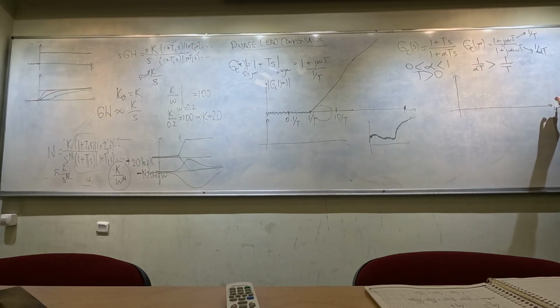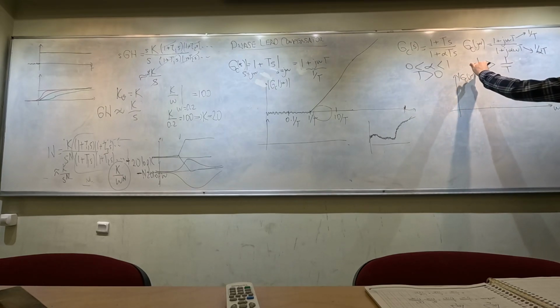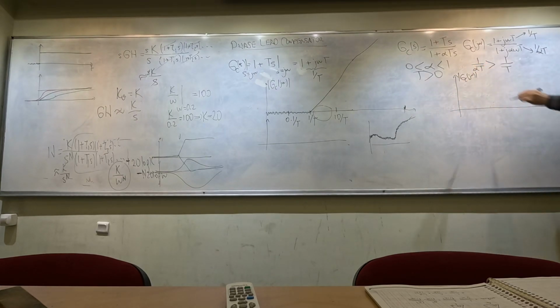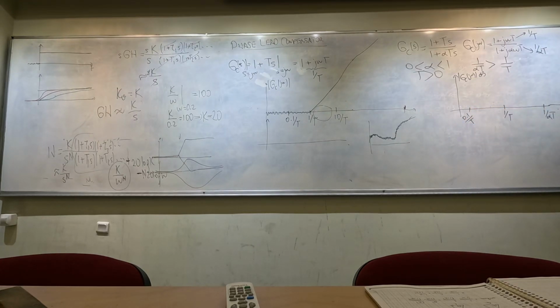So now let us look at the frequency response of this. I have omega here, and the magnitude of Gc(j omega) here, in dB scale, of course. Now I will mark the corner frequencies. The corner frequencies are going to be 1 over T and 1 over alpha T. And just for simplicity, I will put 10 over alpha T here, and 0.1 over T here.